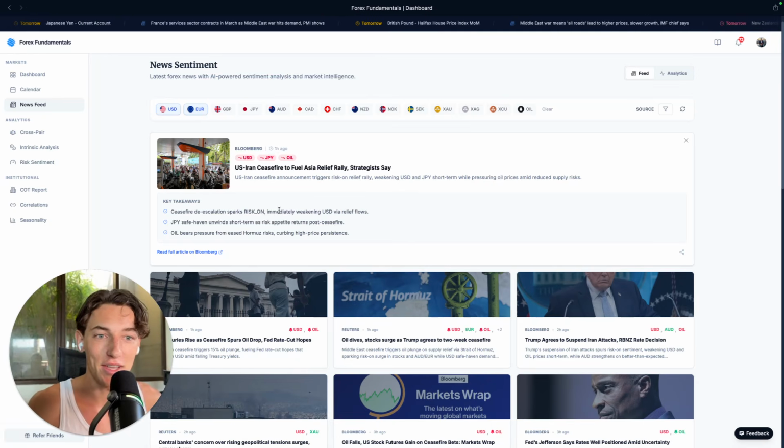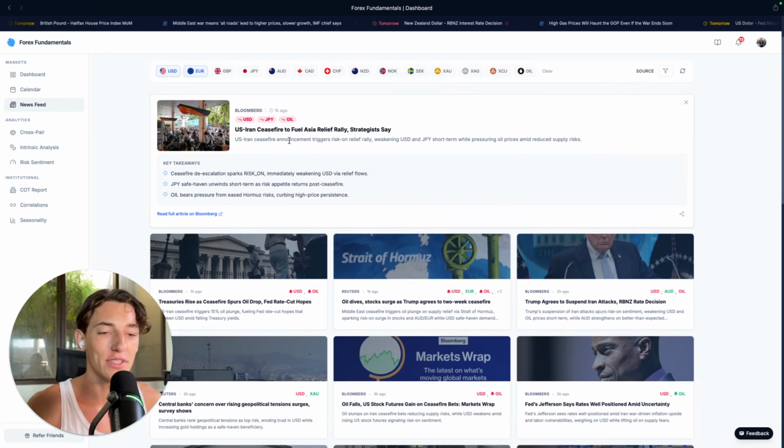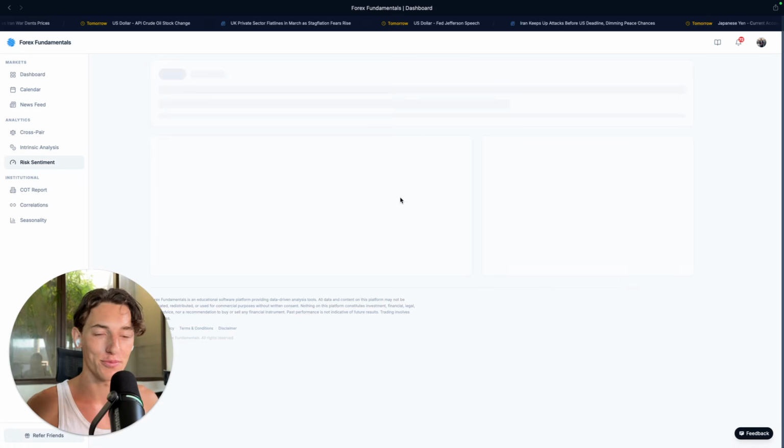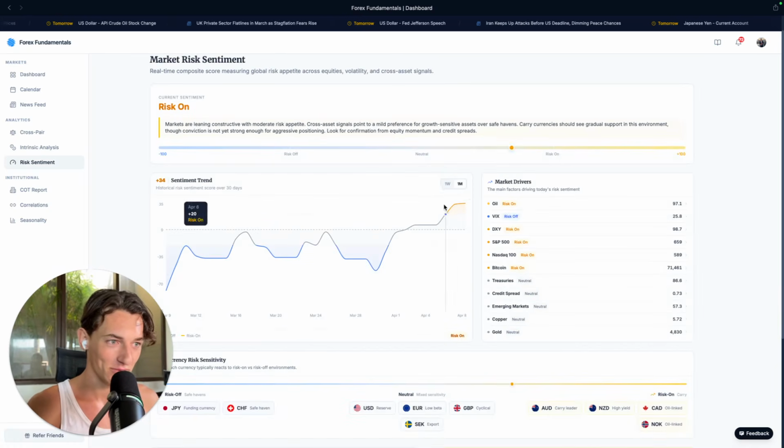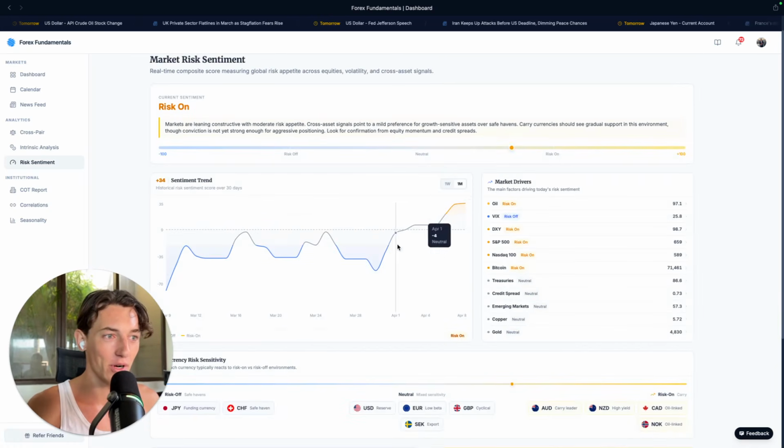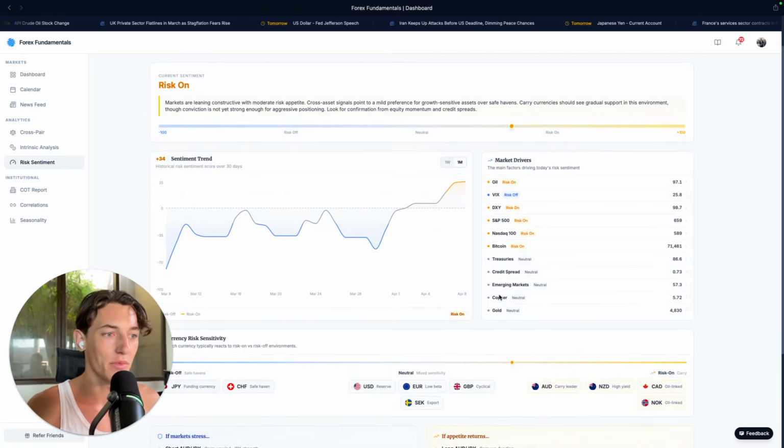The yen safe haven unwinds short term as risk appetite returns post the ceasefire, and oil bears pressure from East Hormuz risk. That's of course logical if the oil price comes down once the economy starts working again. So I think a very, very beautiful drop of those currencies, and this is exactly how you should trade it. Also in the risk sentiment, we can see we're having a very big push in risk on. This is where it's based off.